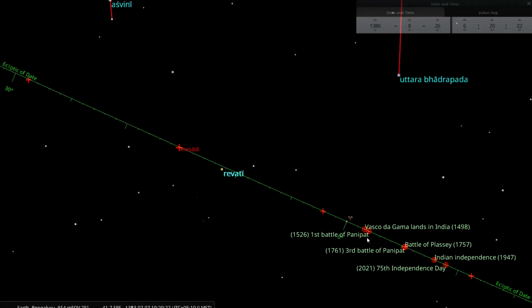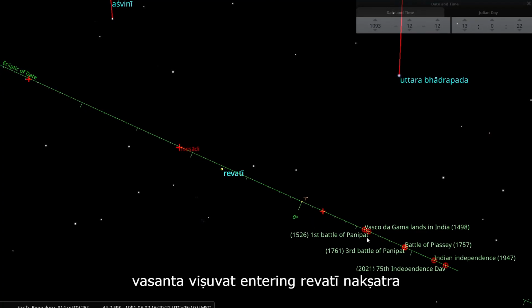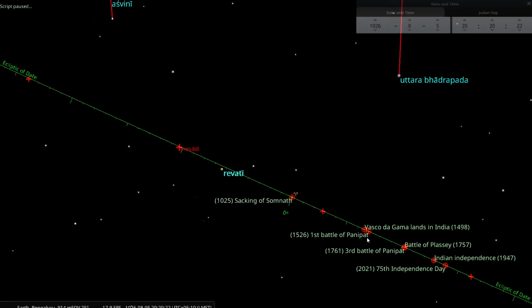So continuing back, using the ecliptic as the timeline and the Vasanta Vishuvat as a historic marker, I am arriving at 1025 AD. The sacking of Somnath. This is a seminal event in the history of India. It has left a scar on the psyche of most Indians, specifically those who live north of the Vindhyas.